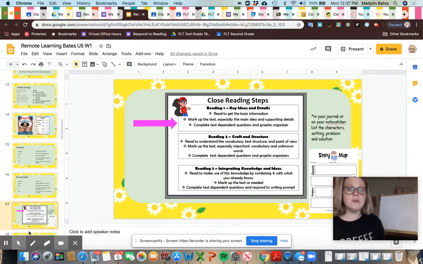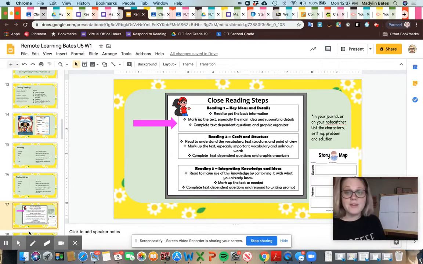So we're going to go into our first reading of Grace for President. During this reading, remember we're reading and using our close reading steps. We're reading to get that basic information. We're going to mark up those texts and find what the story was mostly about, and use a graphic organizer like the one I showed you on the board to remember what those key events and important things that were happening in the story were.